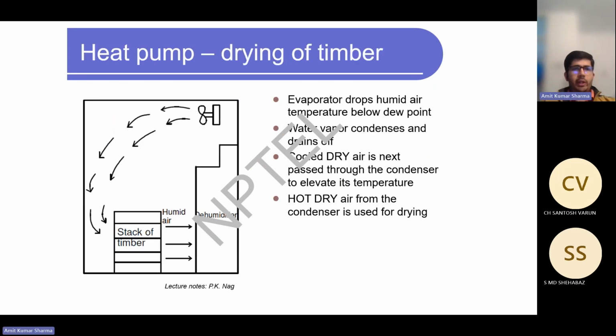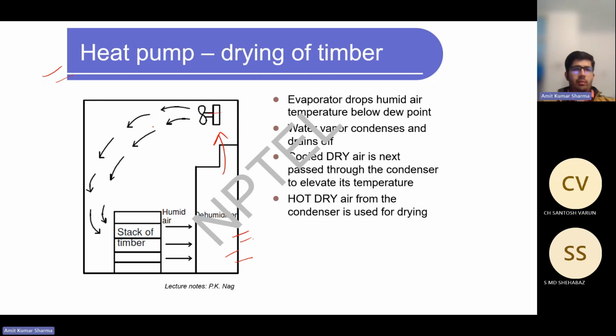So this is the example of heat pump drying for timber. I think we have already covered a question about it also. So the evaporator drops humid air temperature below dew point. So this is the dehumidifier, you can say, or evaporator. This is humid air coming from here. It will decrease the temperature below dew point so that the water will condense and the air going out will be totally dry without any moisture.